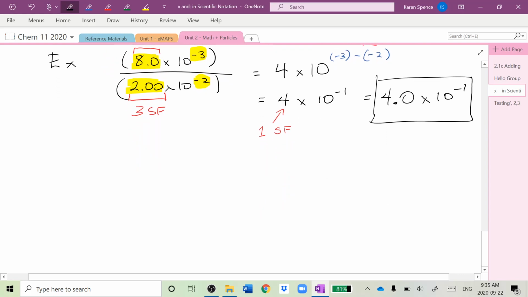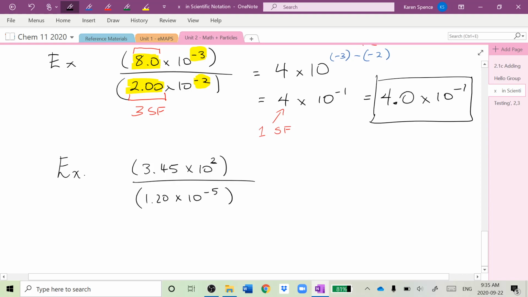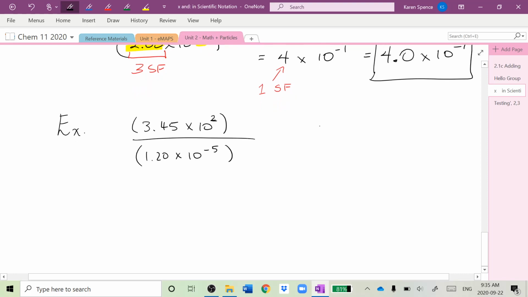Okay, let's try another one. 3.45 times 10 to the negative, no, positive 2, sorry, divided by 1.20 times 10 to the negative 5. And so we're going to take our coefficients, and because we're dividing, we divide the coefficients. And so we get 3.45 divided by 1.20, and that is 2.875.